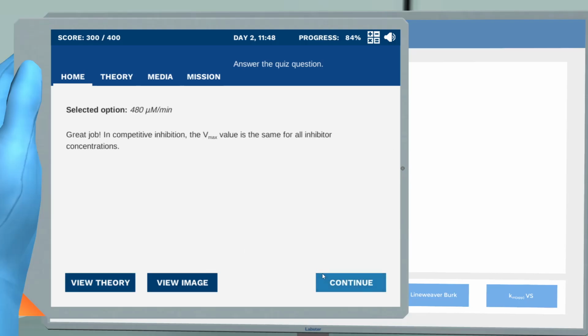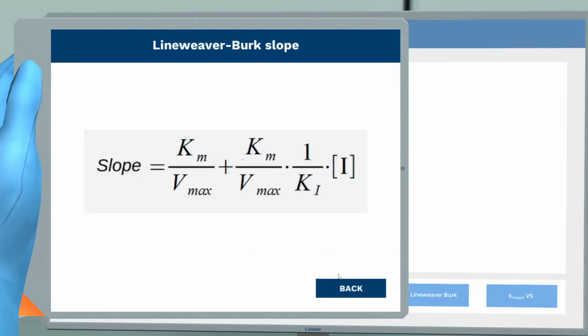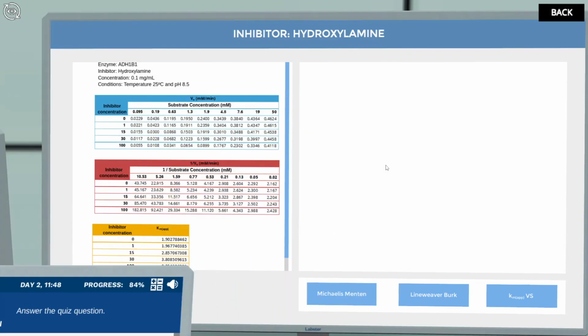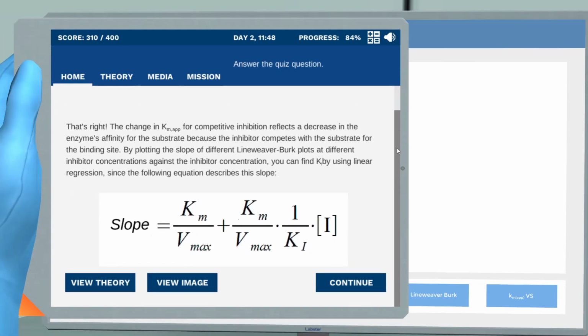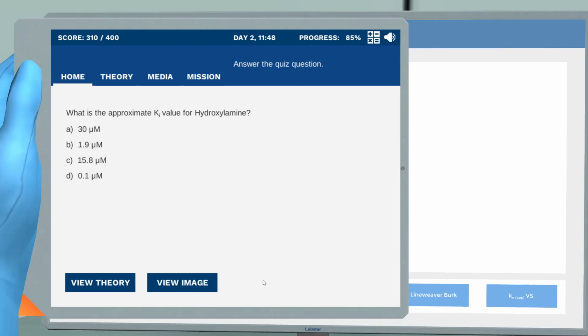Great job! In competitive inhibition, how can you calculate the Ki? That's right. The change in Km(app) for competitive inhibition reflects a decrease in the enzyme's affinity for the substrate because the inhibitor competes with the substrate for the binding site. By plotting the slope of different Lineweaver-Burk plots at different inhibitor concentrations against the inhibitor concentration, you can find Ki by using linear regression, since the following equation describes this slope. What is the approximate Ki value for hydroxylamine?